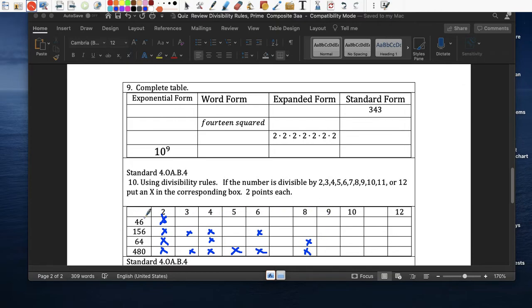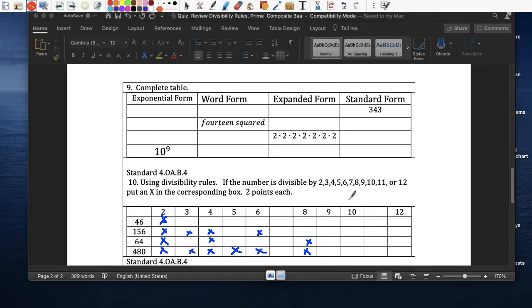Divisibility by 9, we add all the numbers. 4 plus 6 is 10. Is 10 divisible by 9? No. 1 plus 5 plus 6 is 12. Is 12 divisible by 9? No. 6 plus 4 is 10. Is 10 divisible by 9? No. 4 plus 8 plus 0: 4 plus 8 is 12, and 12 plus 0 is 12 still. Is that 12 divisible by 9?